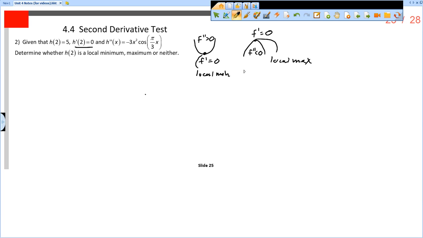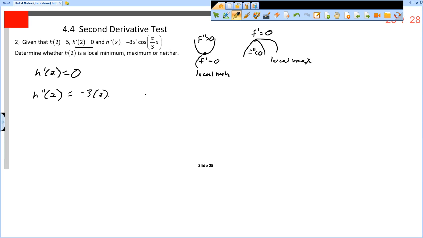All right. And so what we are told is that h prime of 2 is 0, right? So that satisfies the first part that is necessary to use the second derivative test. But now we need to evaluate h double prime of 2. All right. So h double prime of 2.